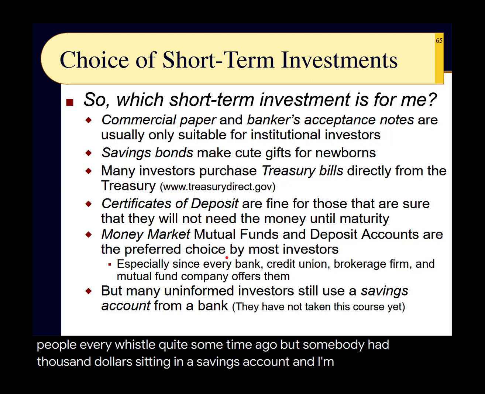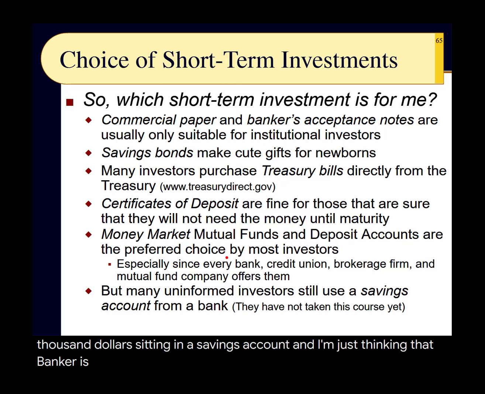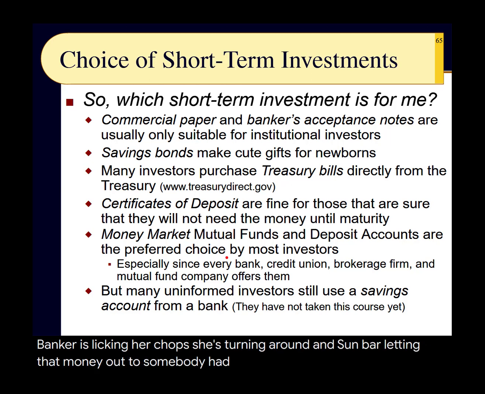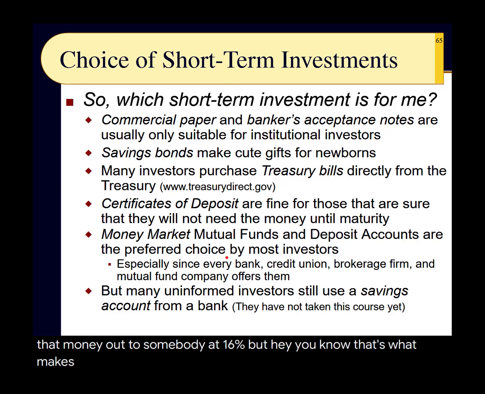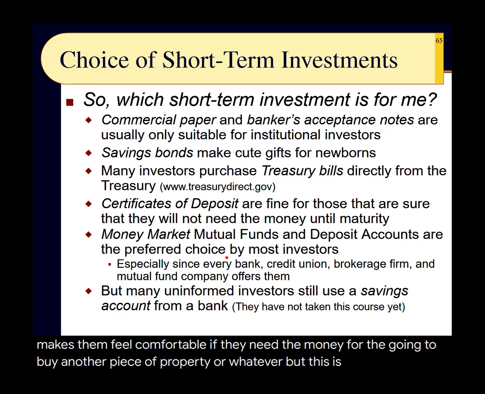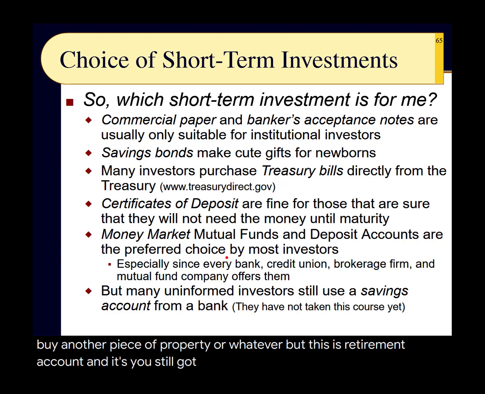And I'm just thinking that banker is licking her chops. She's turning around and lending that money out to somebody at 16%. But hey, if that's what makes them feel comfortable, if they need the money because they're going to buy another piece of property or whatever. But this is a retirement account, and you still got 25 years to go until retirement. Well, they need to take this class, right?